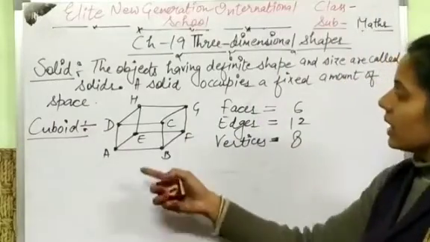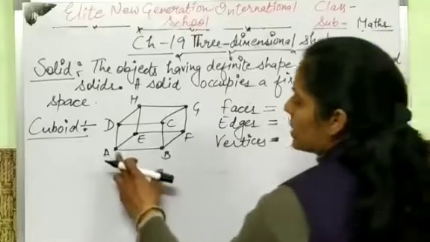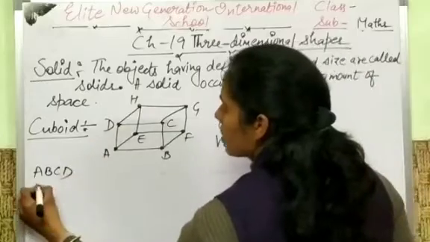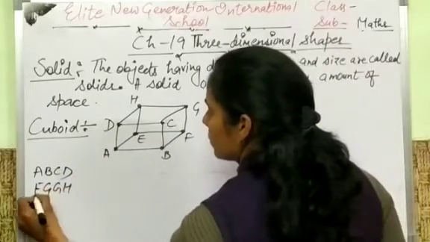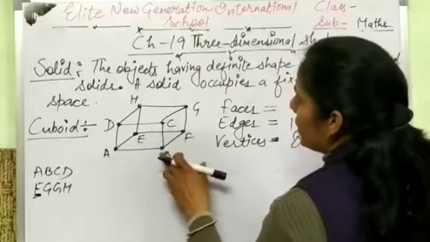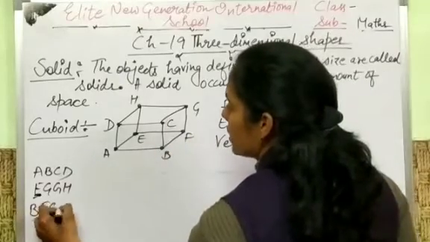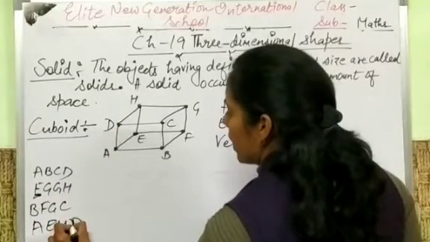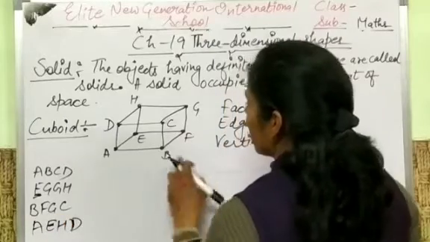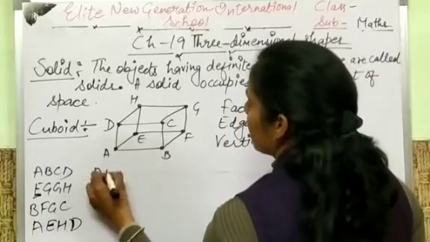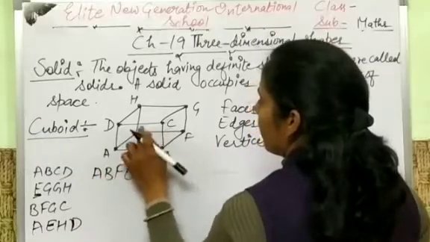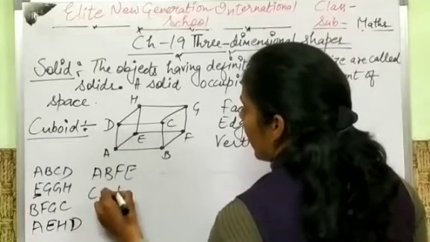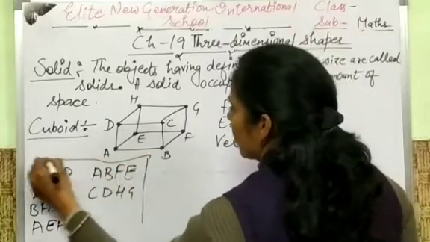Now let's write the name of all the faces here. First, you can say that this one is A, B, C, D. This one is E, F, G, H. And now the second one, you can write here B, F, G, C. This one is the fourth, A, E, H, D. And now the fifth one, which is this, A, B, F, E. And the last one is C, D, H, G. So these are the 6 rectangular faces of a cuboid.